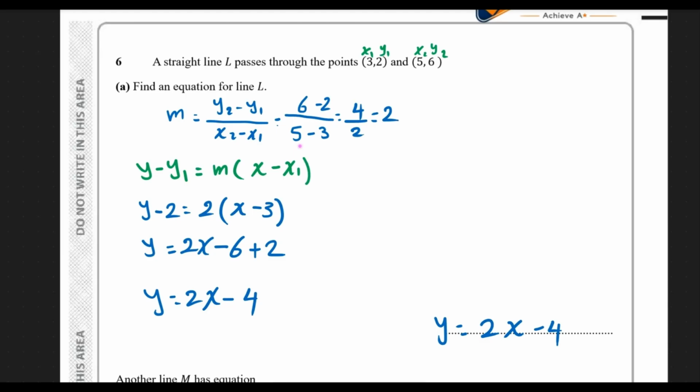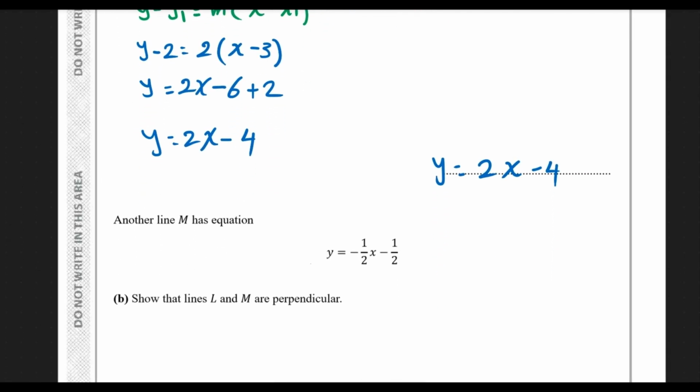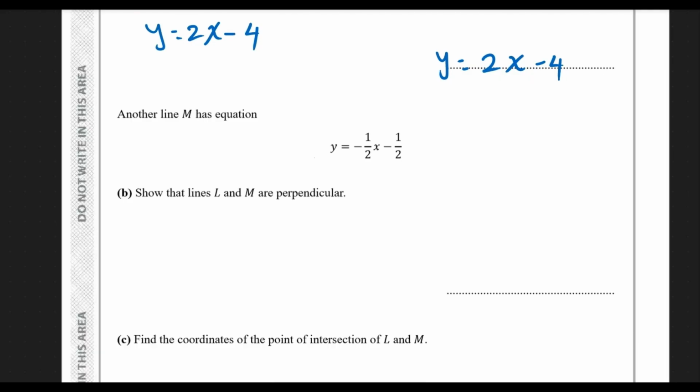Then let's move to the second part of this question, telling you another line M has equation y equals minus x take away, minus half. So we know this pattern here is the same as y equals mx plus c. So that means m here is the gradient, minus half.